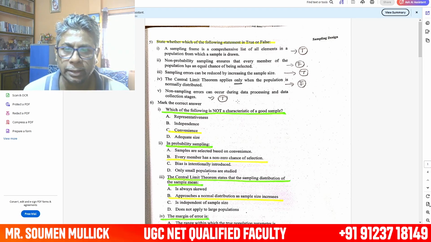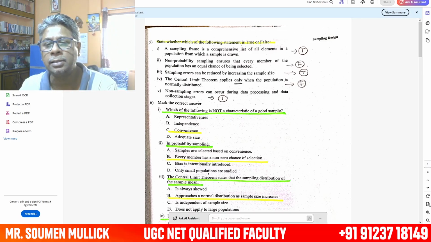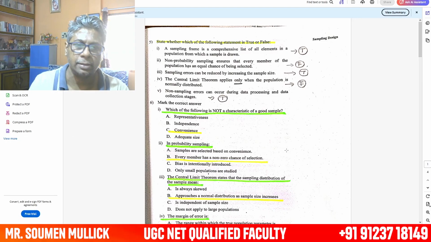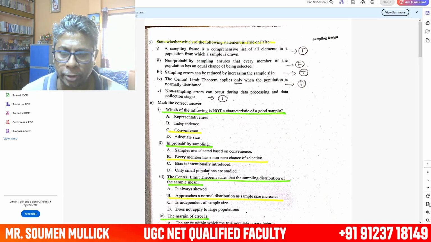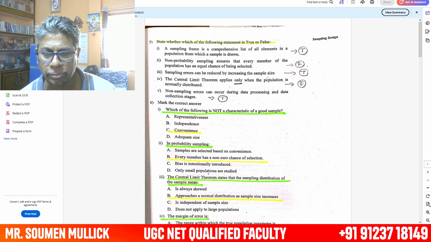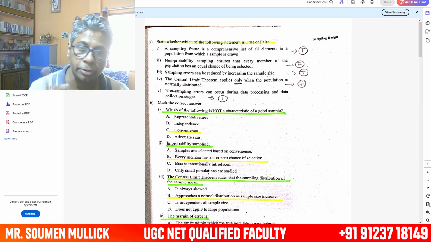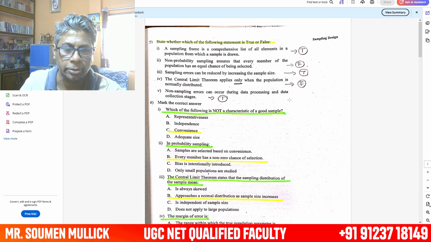chance of being selected. Sampling error can be reduced by increasing the sample size. This is a very interesting point. If the sample size increases, sampling error will decrease. Next important, the central limit theorem applies only when the population is normally distributed. This is false. In my next class I will discuss the central limit theorem. That's why I do not discuss the central limit theorem now.